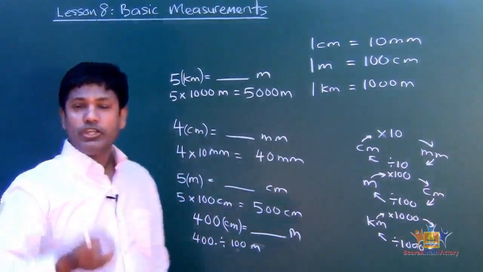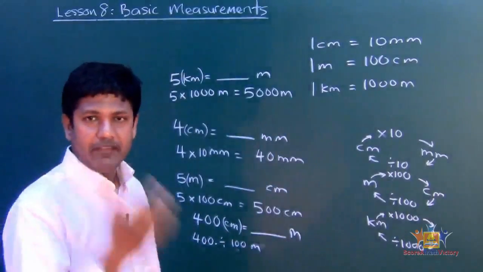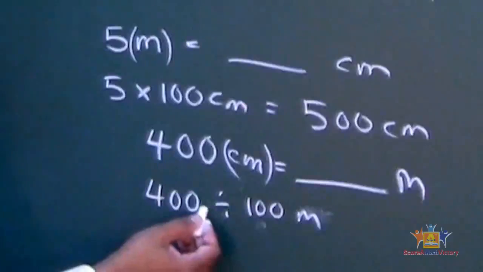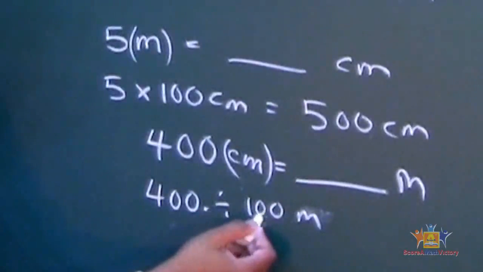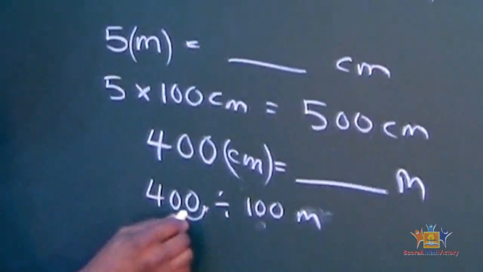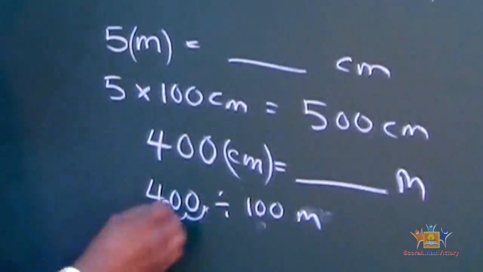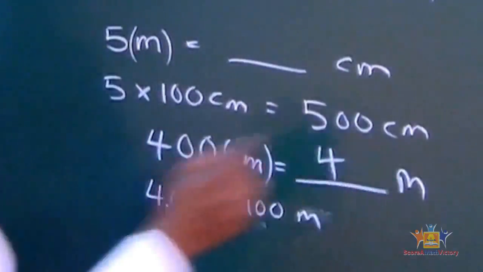2 zeros. You grab the decimal and move it to the left. When you divide, you move it to the left. So I'm going to grab the decimal and move it to the left. How many times? 2 times. Why? Because I'm dividing with 100 that has 2 zeros. So I'm going to move it 2 times. 1, 2, and then I'm going to put the decimal right there. So that makes it 4 meters.